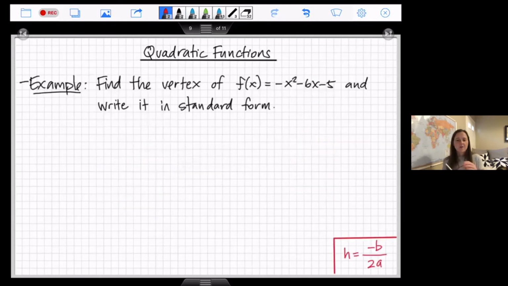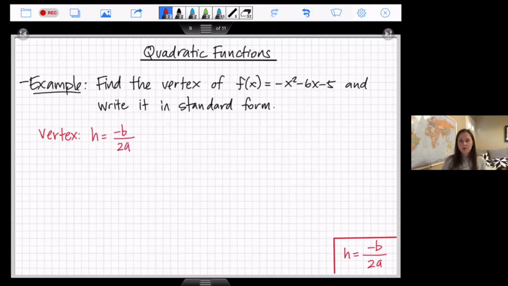Let's actually put it to some good use. So I've got our little formula down there in the bottom right, h equals negative b over 2a, and we want to find the vertex of this function and then write it in standard form. So let's start off by finding the vertex. I now know how to find the x-coordinate, that h. It's going to be negative b divided by 2a.